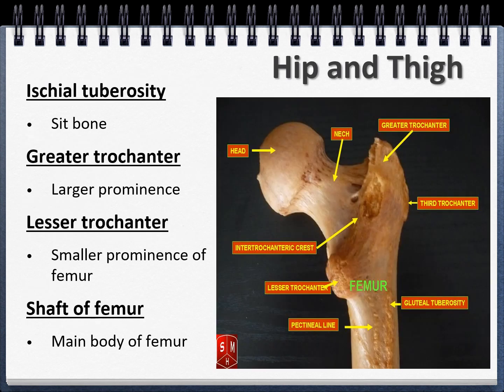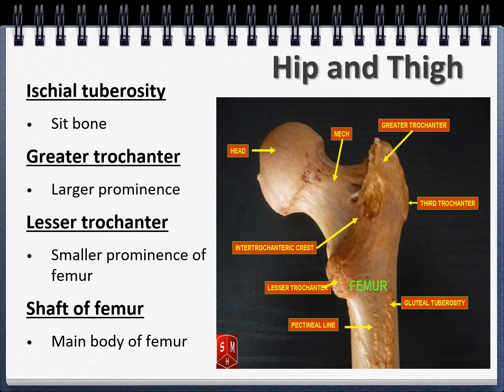So we're going to have a look at the hip and thigh, and we're going to discuss the ischial tuberosity. Now, this is a better picture of the head of femur for us, but it doesn't show the ischial tuberosity. But the ischial tuberosity can be seen on the picture before this. And your ischial tuberosity is your sit bone. So if you look at the picture before this, the two loops that hang down at the back of the pelvis, that is the ischial tuberosity.